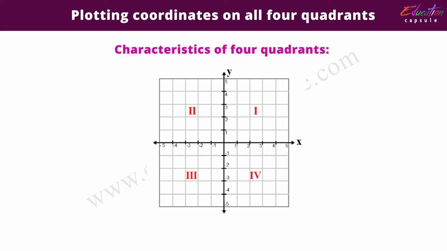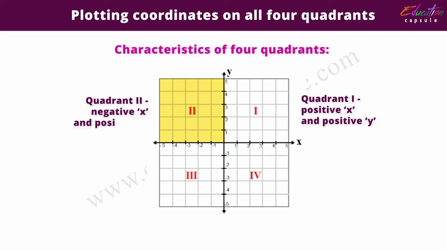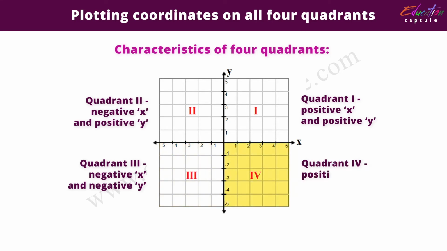Characteristics of four quadrants. In quadrant 1, x is always positive and y is also always positive. In quadrant 2, x is negative whereas y is positive. In quadrant 3, x is negative and y is also negative, whereas in quadrant 4, x is positive and y is negative.